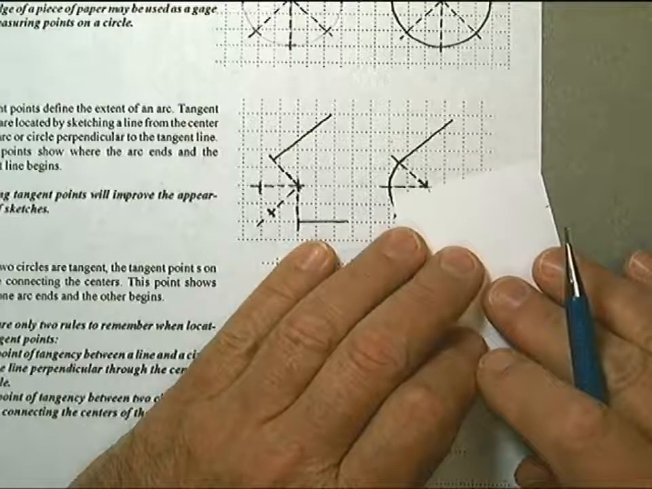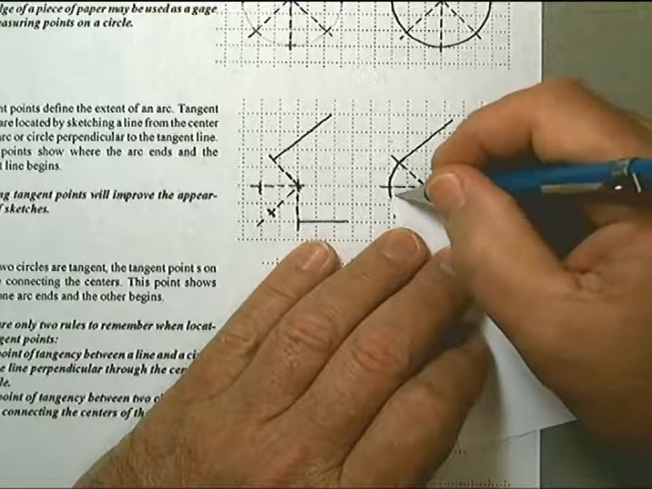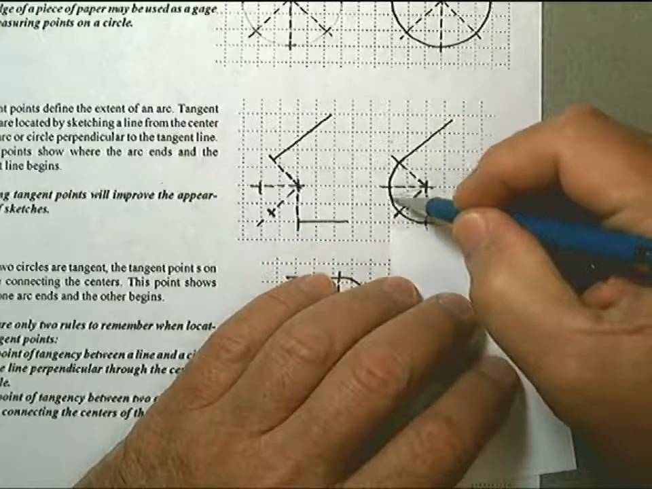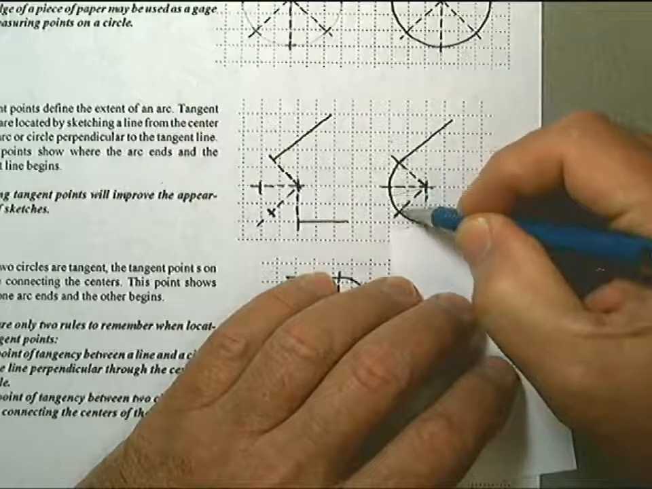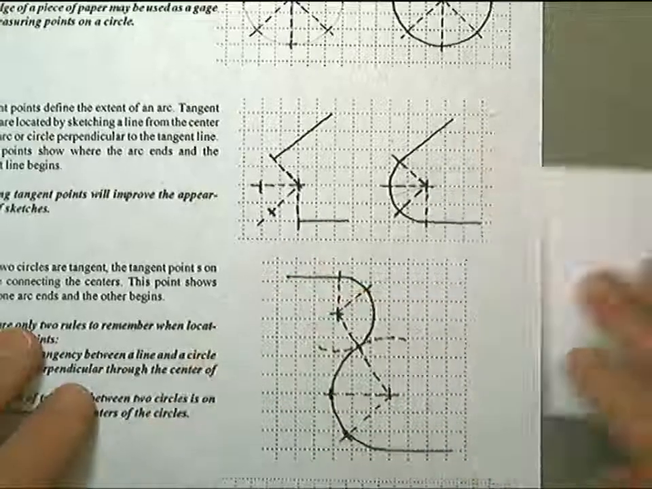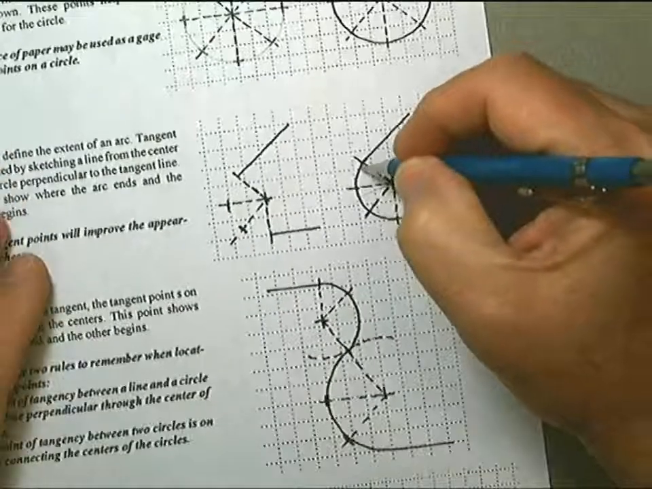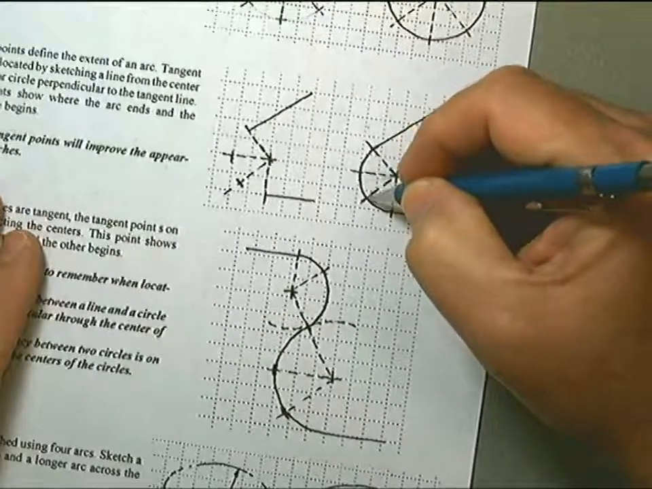Okay, and lay off as many of those as you need so that you can sketch tiny arcs between the points. Turn the paper and rotate it as you sketch the small arcs.